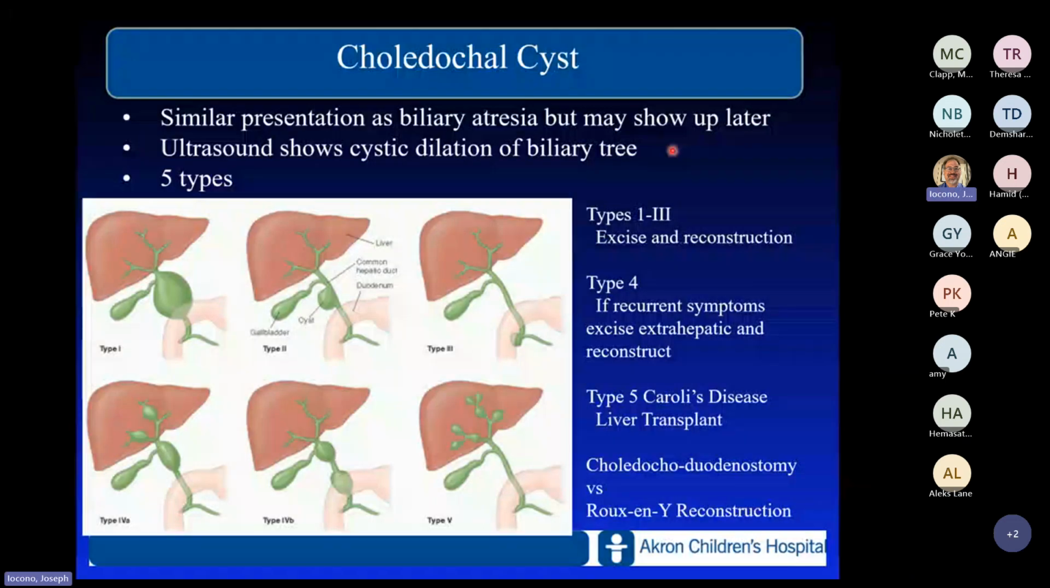The operation is the same for type 1, type 2, and type 4. Type 3 you've got to just resect the cyst, trying to not upset the sphincter. And if you can just get the cyst out and keep the sphincter open, you're okay. These all need a Roux-en-Y anastomosis.